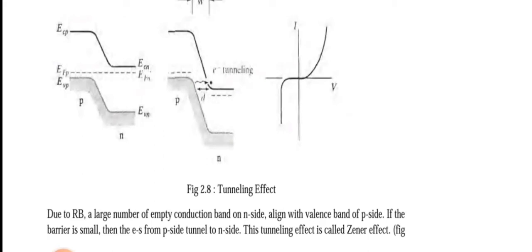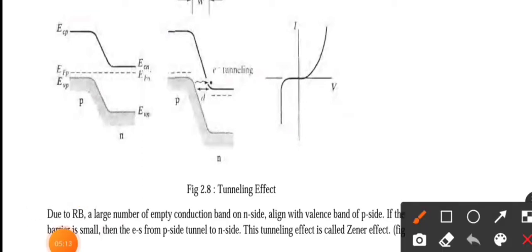Due to reverse bias, a large number of empty conduction band states on the n side align with the valence band of the p side. That can be seen here. See here, the valence band and this one. This is the normal equilibrium condition. It is like this. Okay.